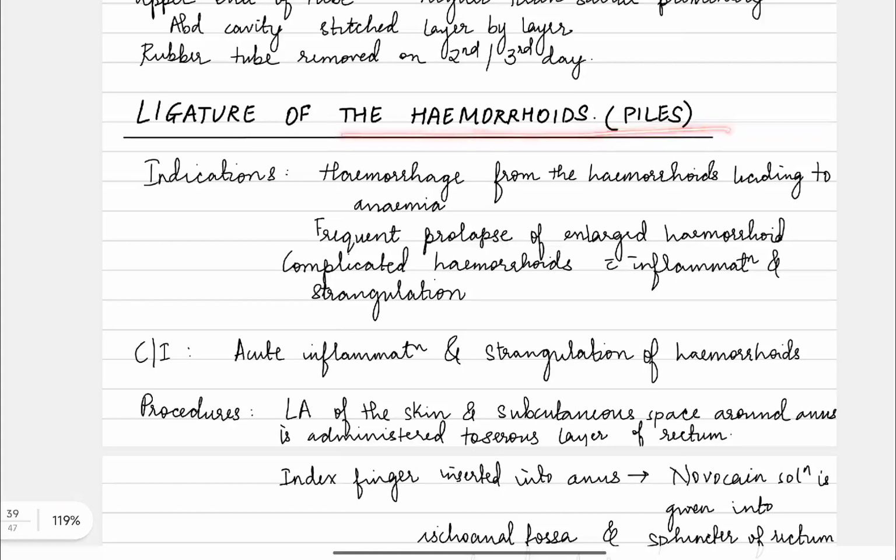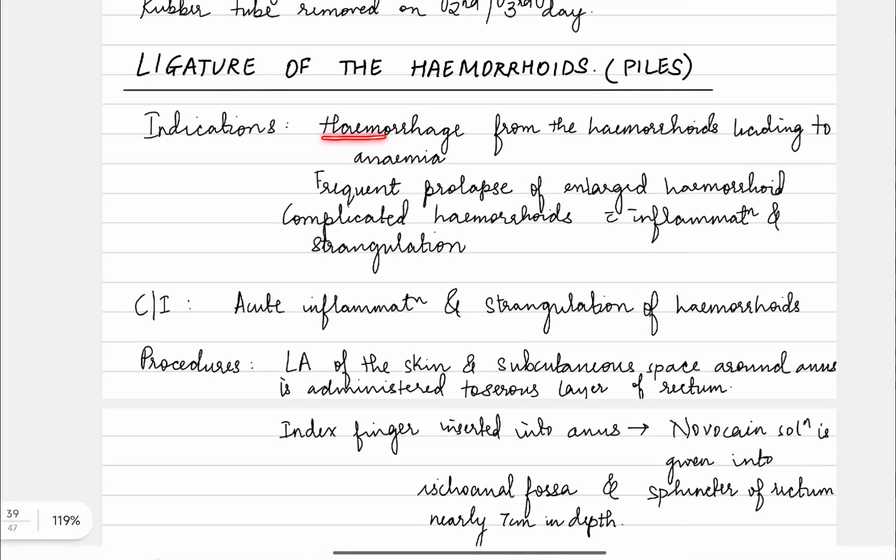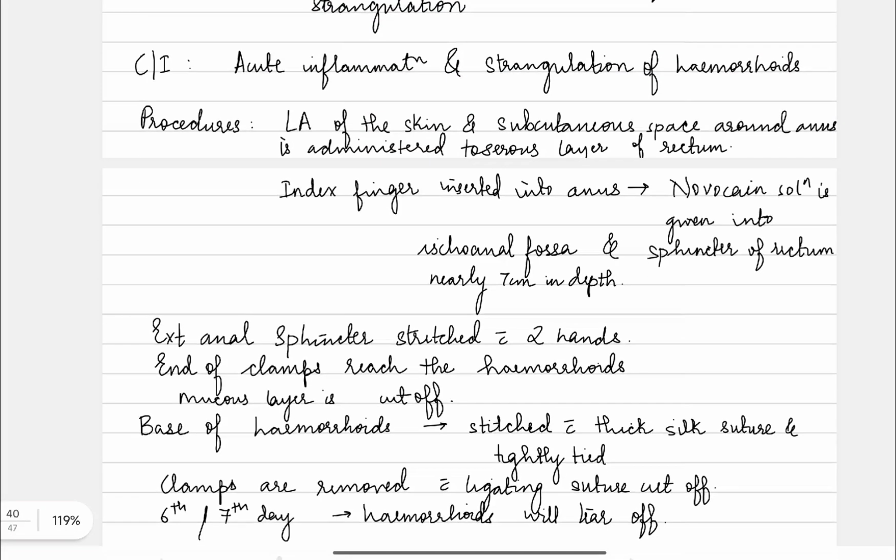Ligature of hemorrhoids, which is piles. Bleeding from the hemorrhoids leading to anemia. Frequent prolapse of enlarged hemorrhoid. Complication of hemorrhoids with inflammation and strangulation. Contraindication is acute inflammation and strangulation of hemorrhoids.